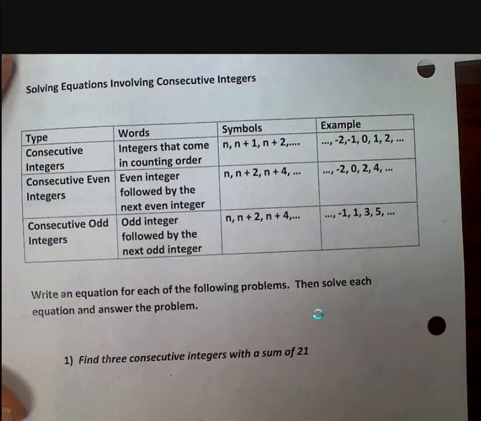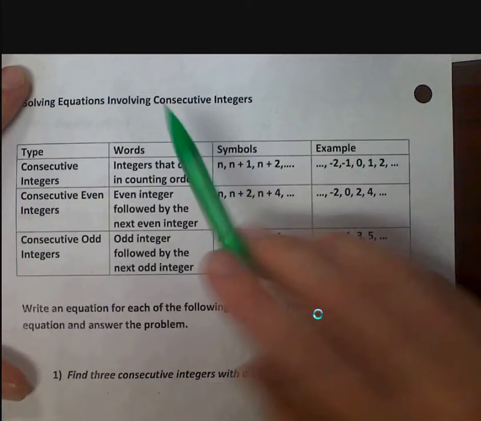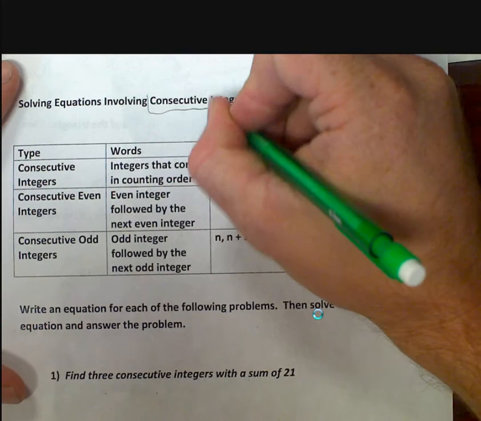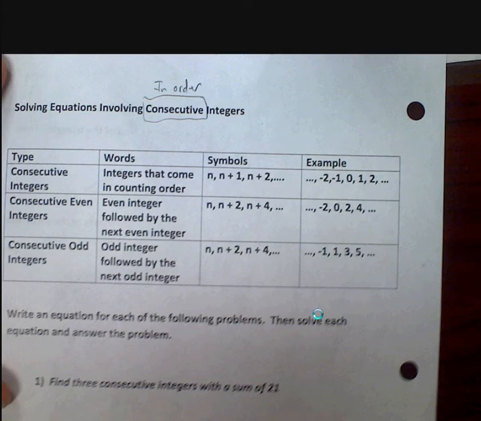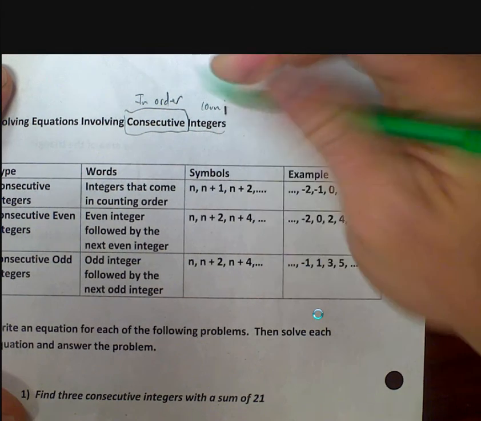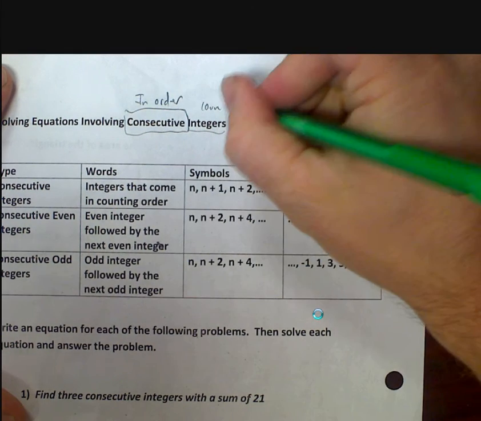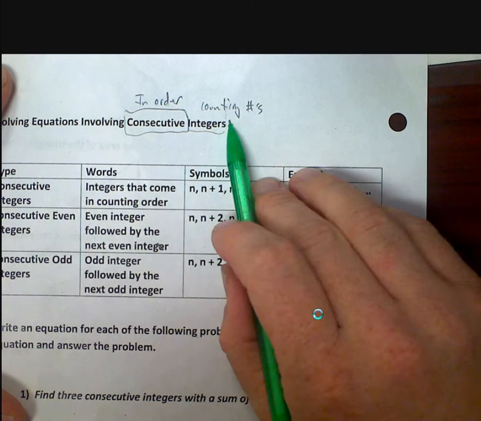Okay, we are on solving equations involving consecutive integers. Consecutive means in order. Integers means counting numbers. In order counting numbers.